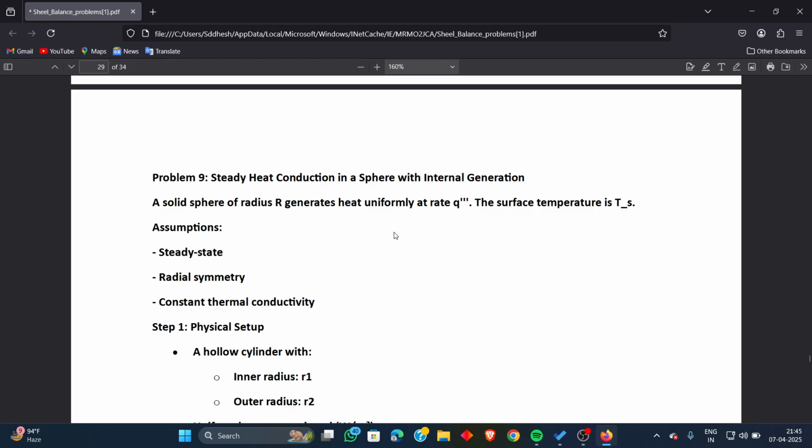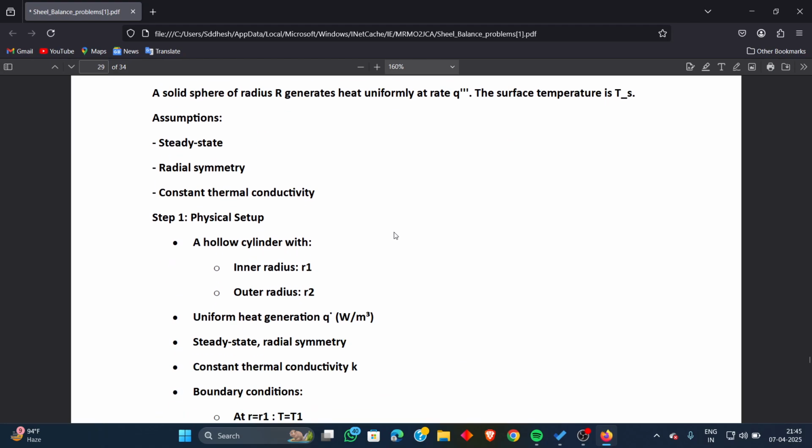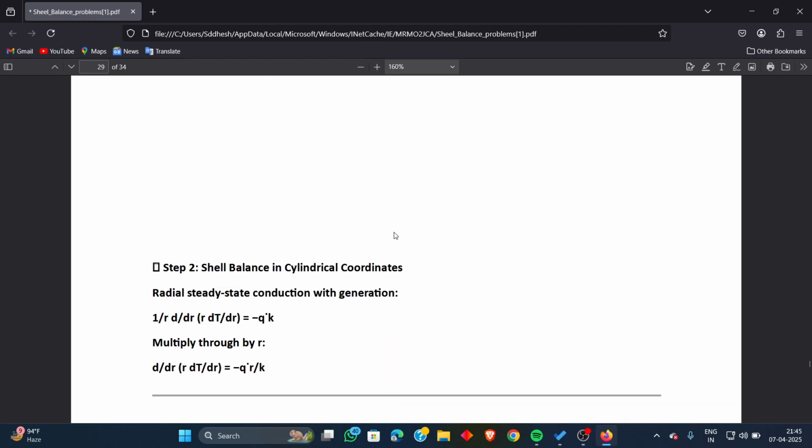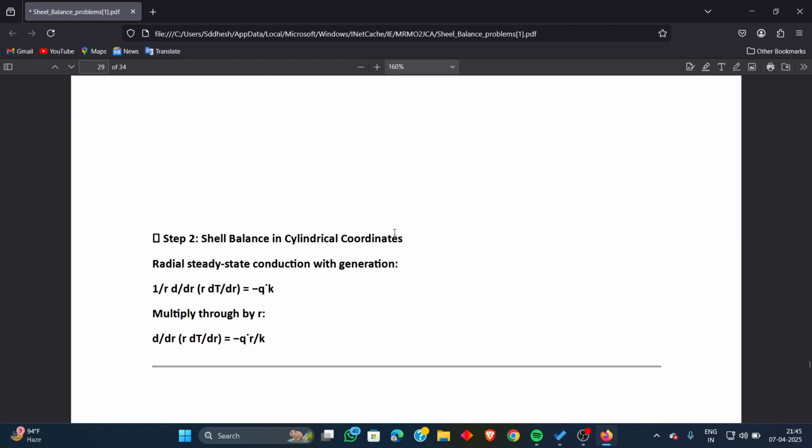This problem was based on steady state conduction in the sphere with the internal generation. In step 1, the physical setup helped us understand all the information given inside the question, which was written down in a summarized way. In step 2, shell balance in cylindrical coordinates.